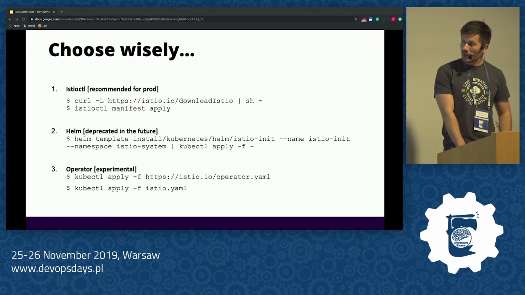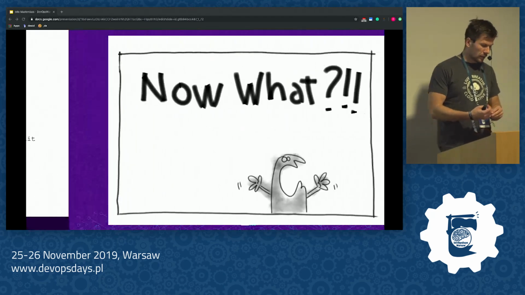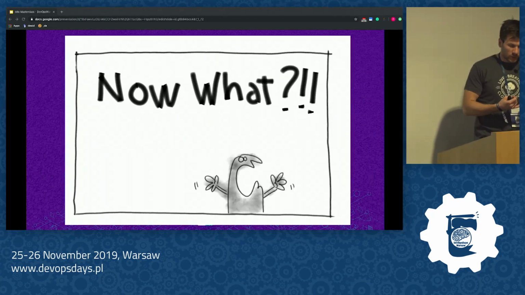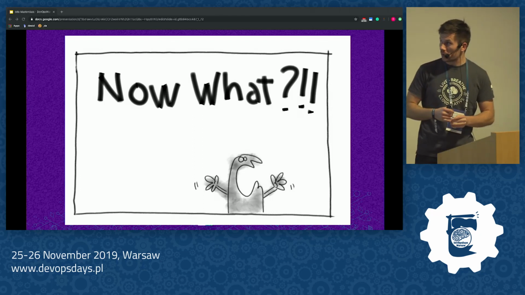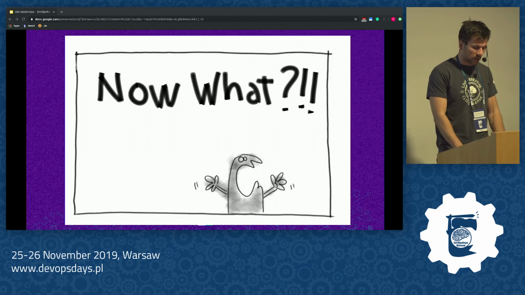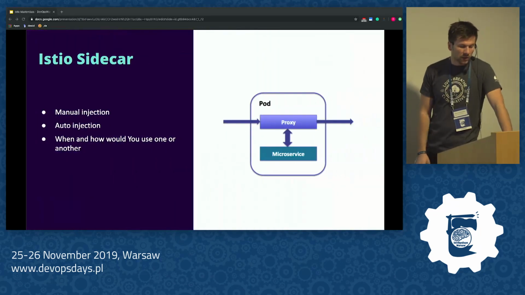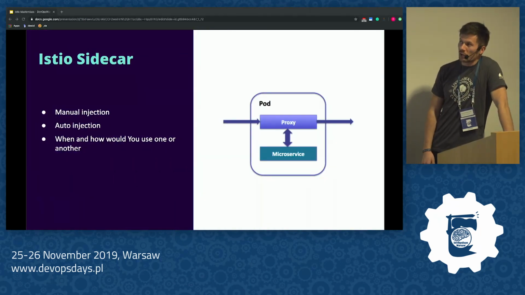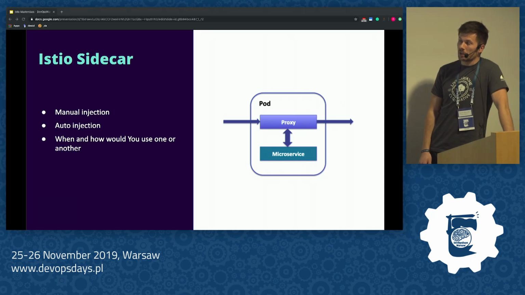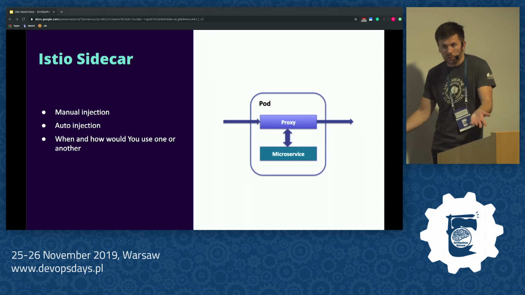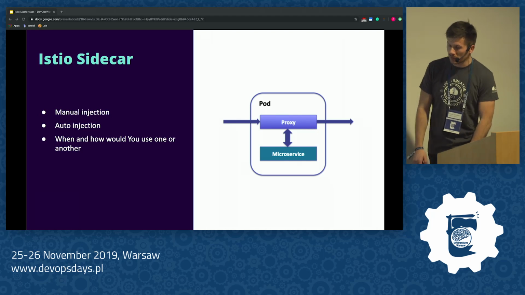So assuming that we installed Istio already, what we need to do, because if we don't do anything, then it won't do anything. First thing we need to do is decide how we want to inject these sidecars into our services. And as I said earlier, you can do it manually or automatically. Basically, the difference is, either you do it manually yourself, or you do it automatically.